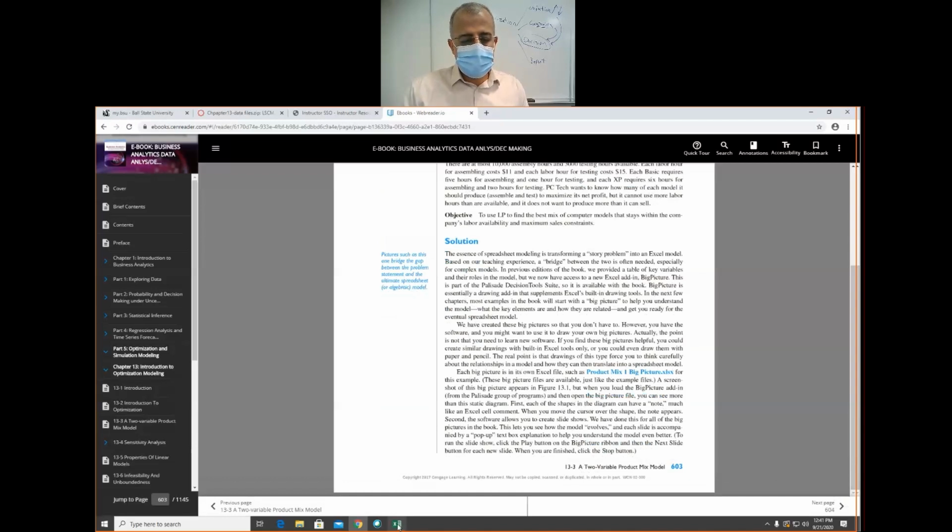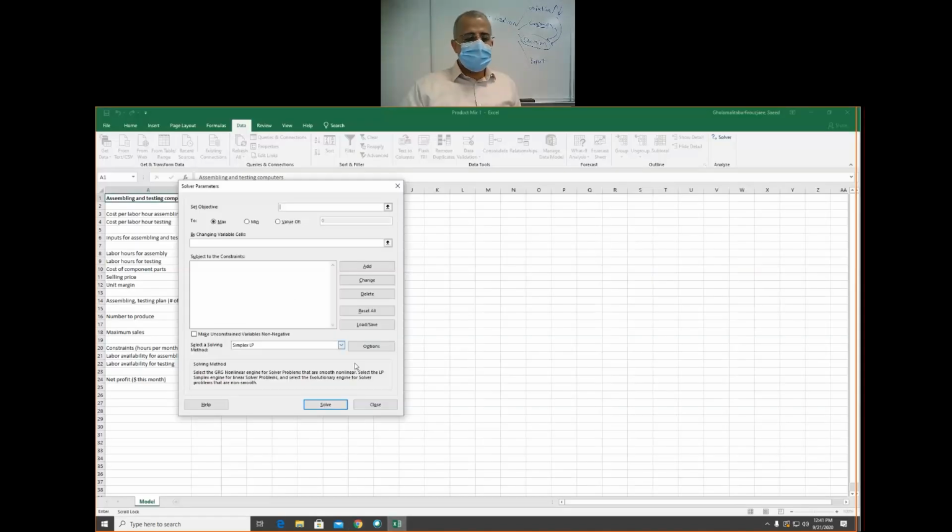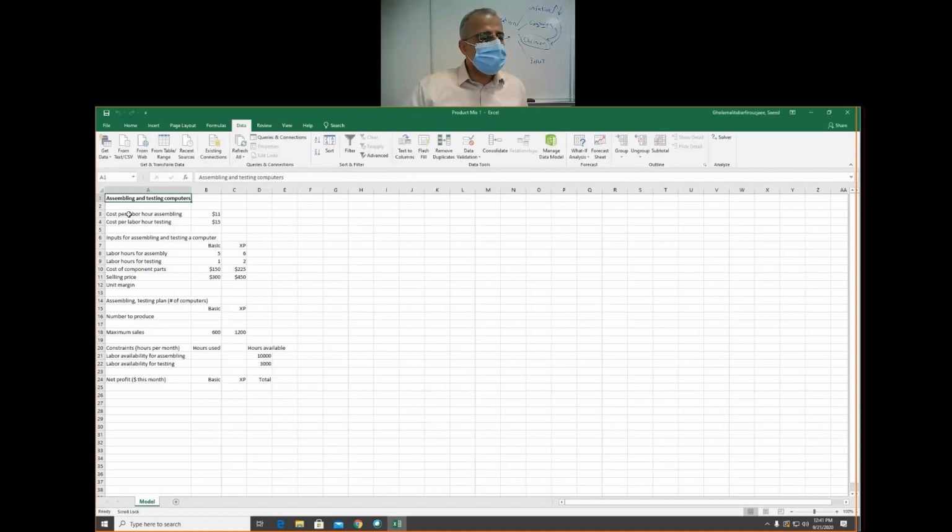We went through this example in the last week, okay? These are the variables. We want to maximize the profit in this model. Profit equals revenue minus cost. In this example, for cost, we have three elements. We have labor, which is divided into test and assembly.